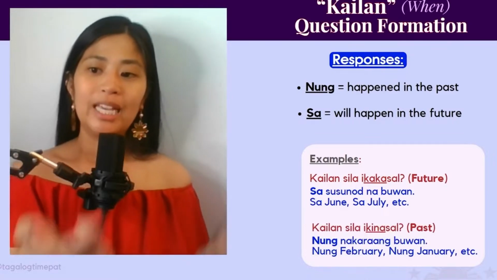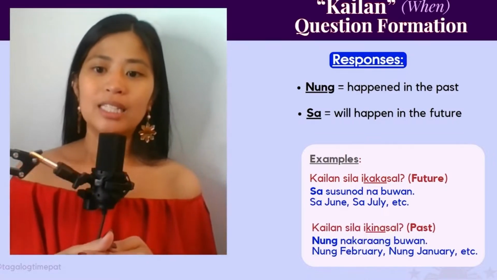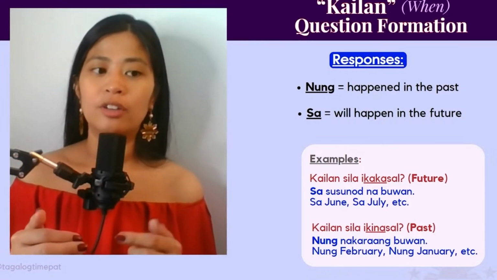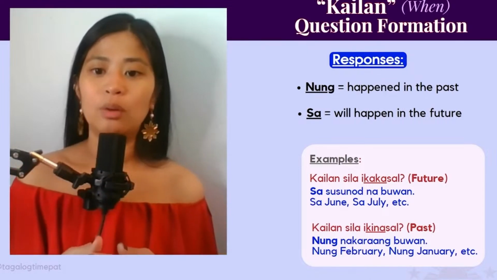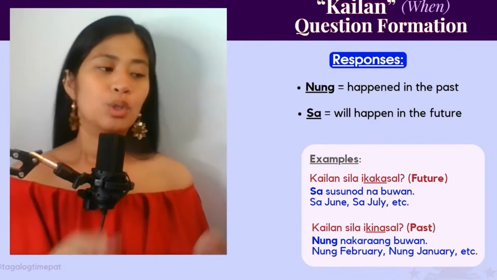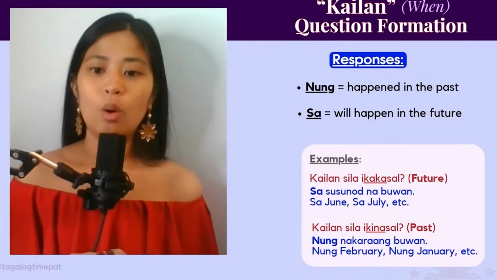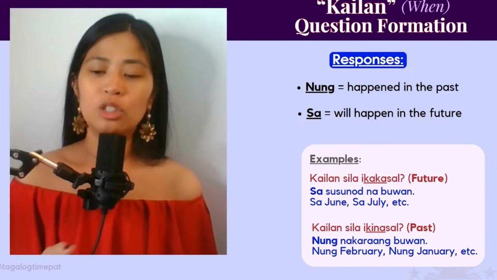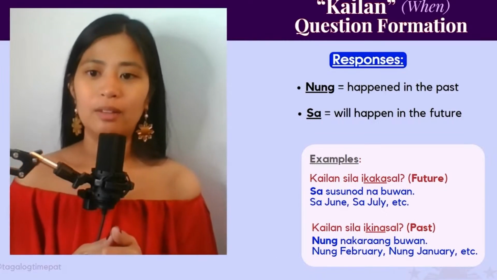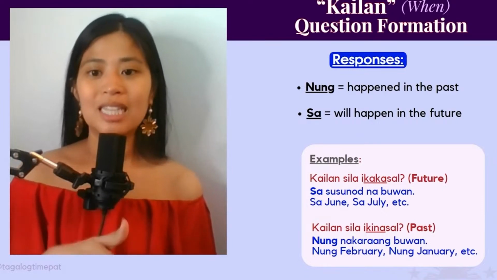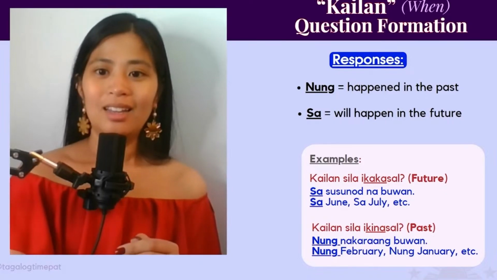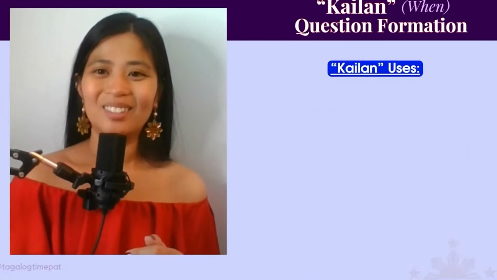However, nung is talking about the past. So kailan sila ikinasal? So that's the past tense conjugation of to get married. They got married when? Nung nakaraan buwan. So, last month. Or nung February, nung January. So, last February, last January. So that's the difference there. Sa versus nung. Okay? And there's the emphasis there.